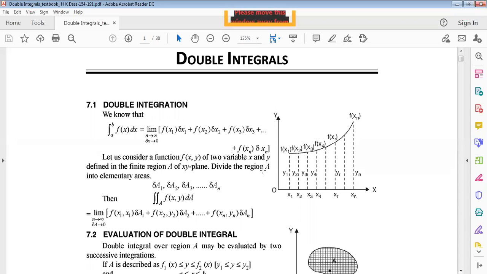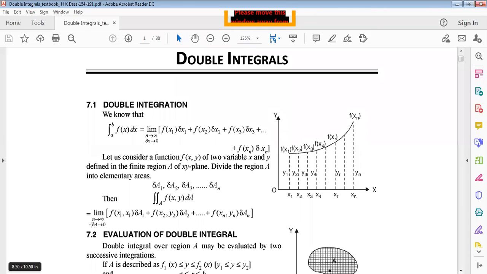Now divide the region A into elementary areas. Suppose these areas are del A1, del A2, del A3, del A4, up to del An. Then the double integration indicates the whole area. The double integration over area A of f(x,y), which is the function in A, with area increment del A. If we find the value of f(x,y) with respect to area, del A, then we get the whole area.